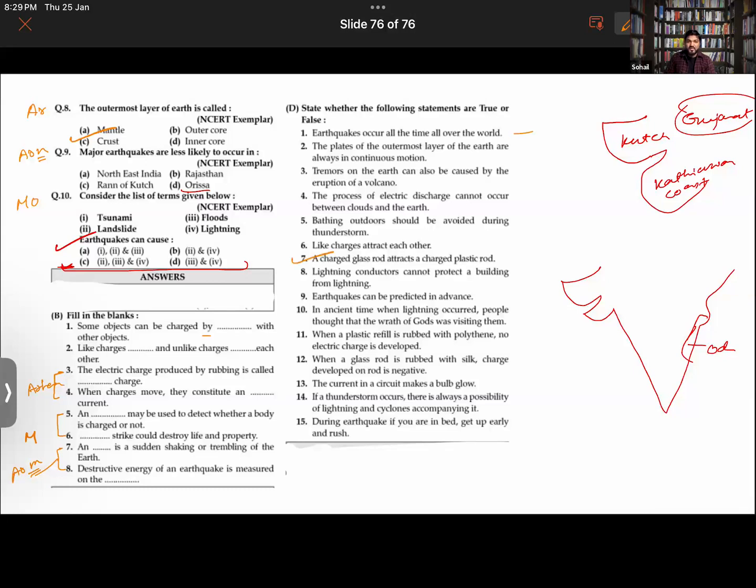Okay, so let's skip it here. Other questions we'll be taking in the next class. If there's any other question in the chapter, please do let me know, or you can send it in the group as well. What is the process that keeps the mantle from moving? Convection current. Okay.